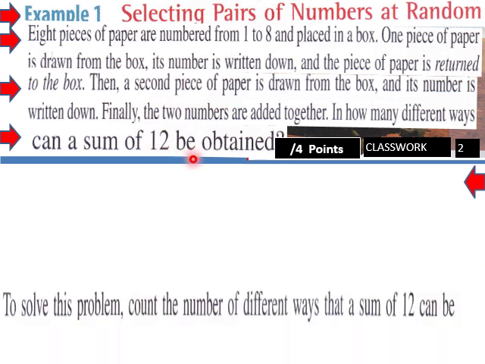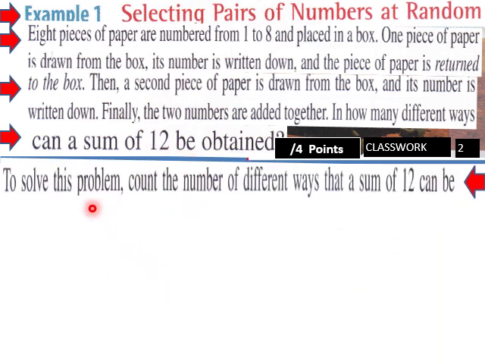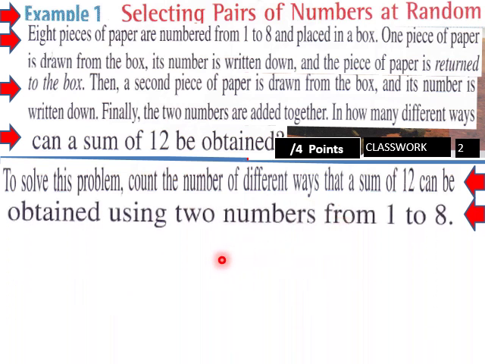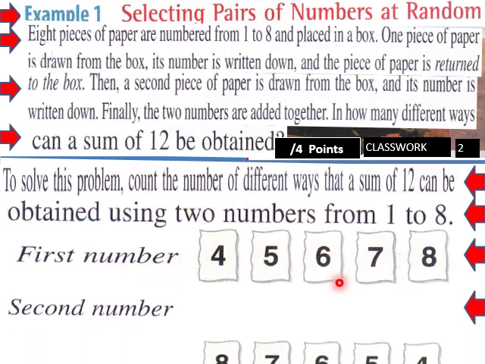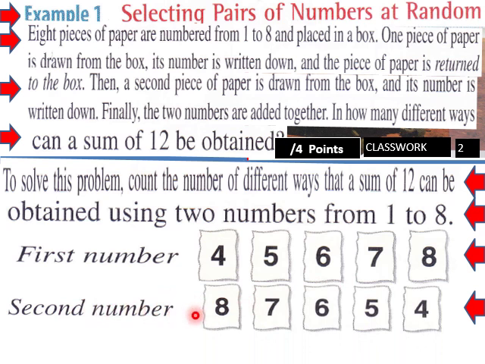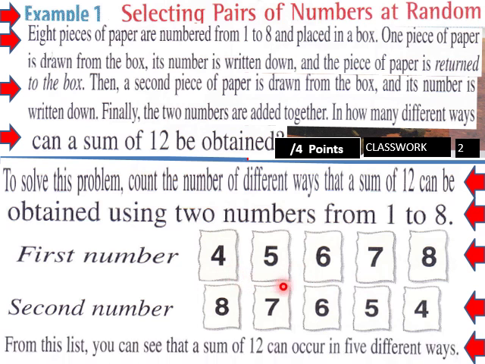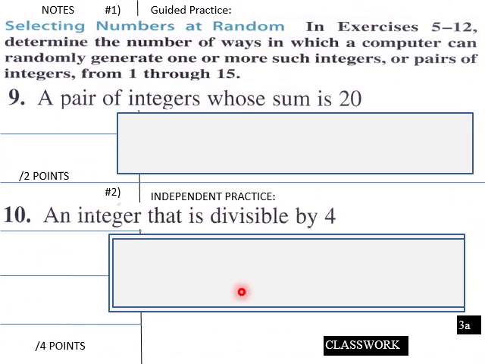So this is what's called a counting problem. To solve this problem, count the number of different ways that a sum of 12 can be obtained using 2 numbers from 1 to 8. Okay, so our first number here could be 4, 5, 6, 7, and 8. And then our second number here could be 8, 7, 6, 5, and 4. Each of these is a sum of 12. So how many ways have we got here? From this list, you can see that a sum of 12 can occur in 5 different ways.